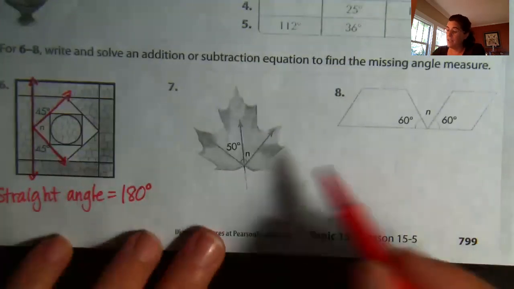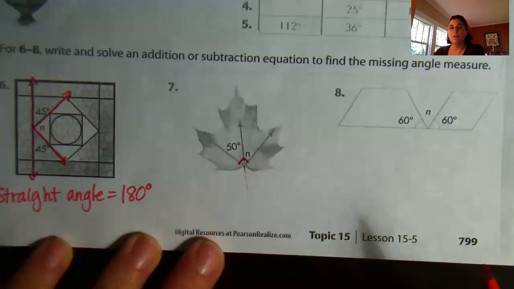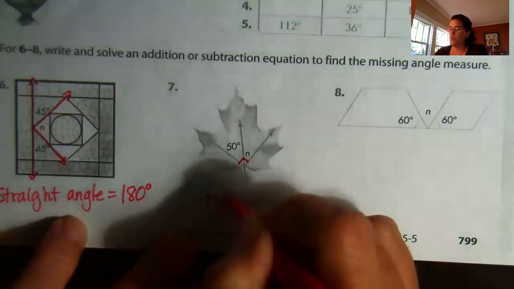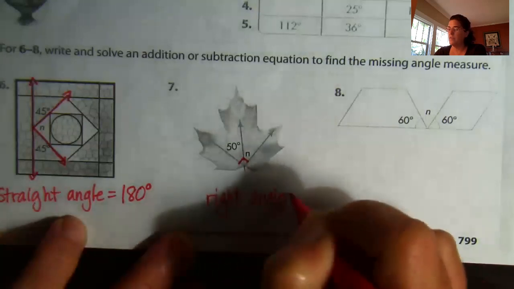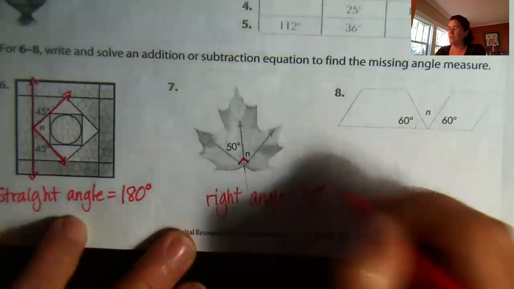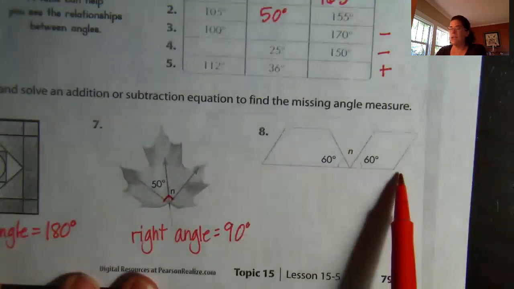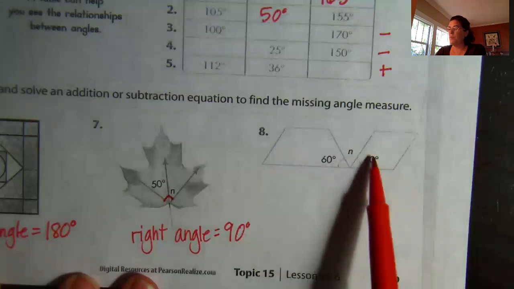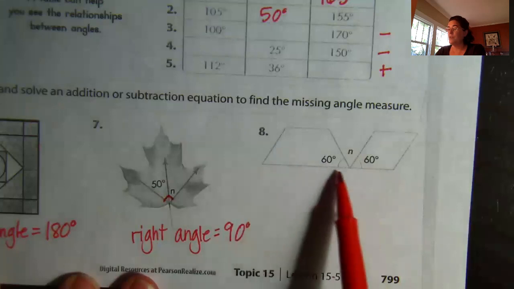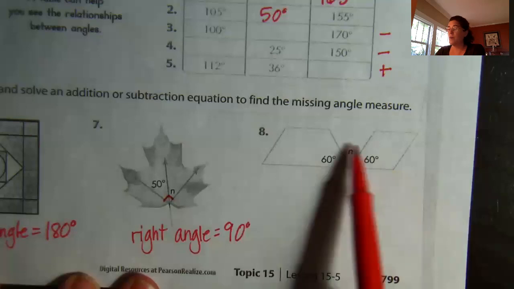Number 7, it looks like, yep, there's a little box there. What does that mean when we have a box in an angle? Right, it's a right angle, and right angles equal what degree? Very good, 90 degrees, perfect. All right, and number 8, we have again another straight angle, and that's broken into 3 parts. We're given 2 of the parts, but not the last part. So use that information about straight angles and their total degree measurement to solve this problem.